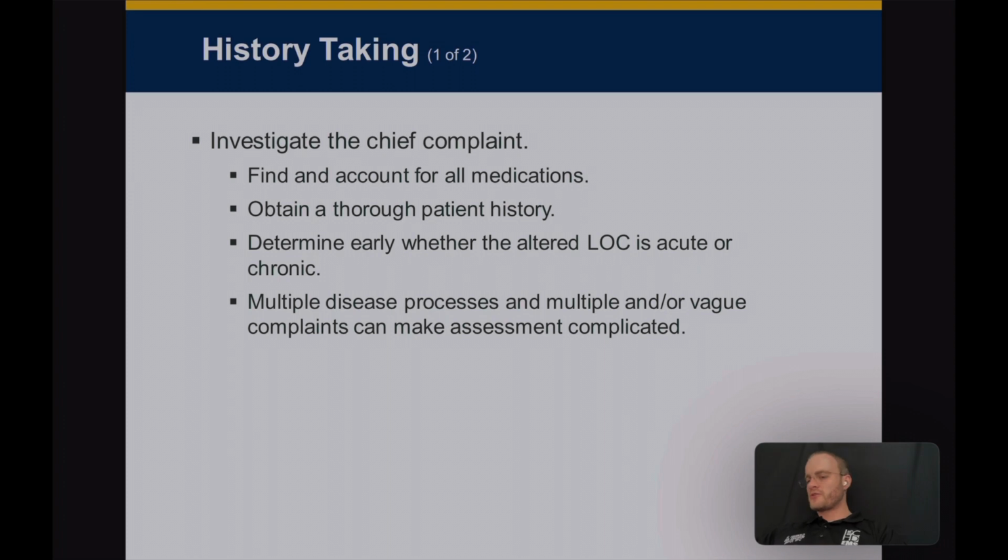Are they normally slurring their speech like this? Are they normally tremoring like this? Whatever. So it can be difficult to distinguish the difference between something that's chronic and acute if you don't have a good historian, a good thorough medical history. And again, multiple disease processes and multiple vague complaints can make the assessment complicated.